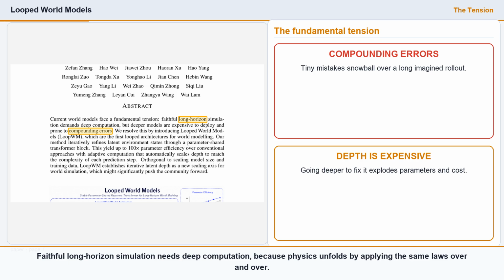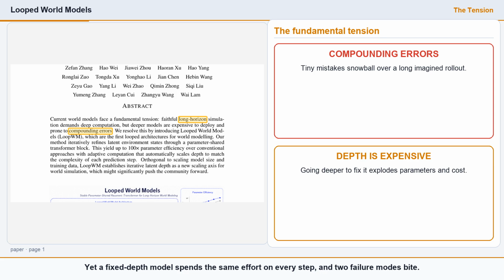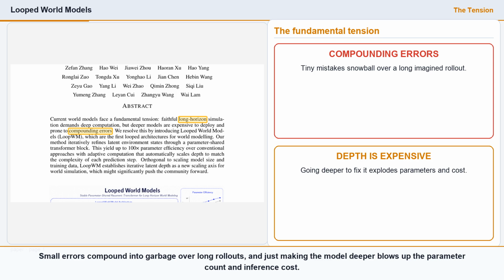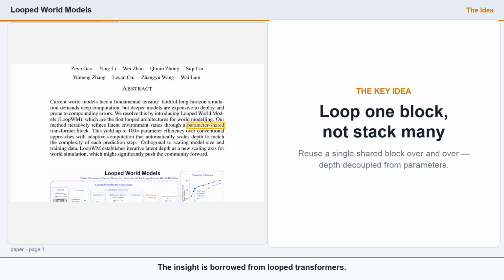Faithful long-horizon simulation needs deep computation, because physics unfolds by applying the same laws over and over. Yet a fixed-depth model spends the same effort on every step, and two failure modes bite. Small errors compound into garbage over long rollouts, and just making the model deeper blows up the parameter count and inference cost. The insight is borrowed from loop transformers.